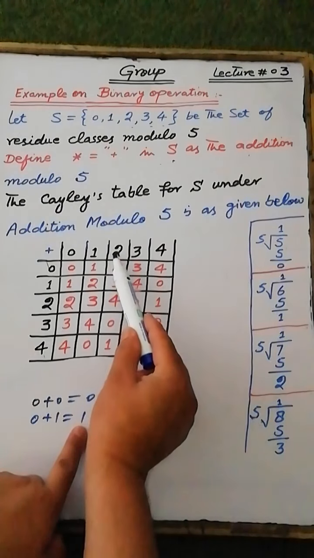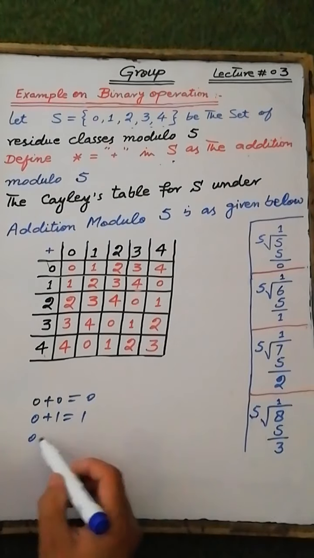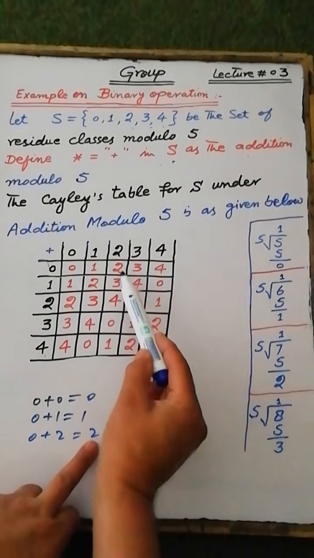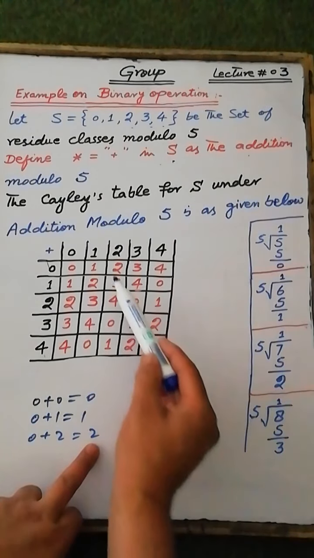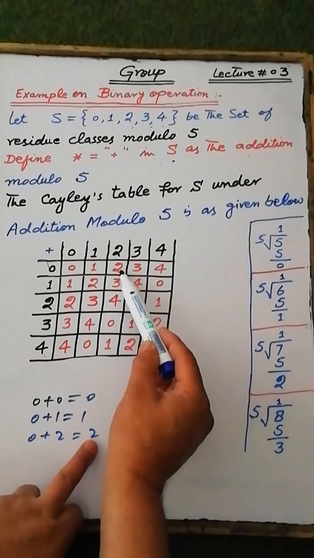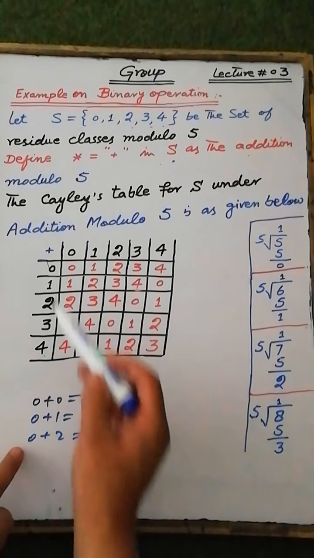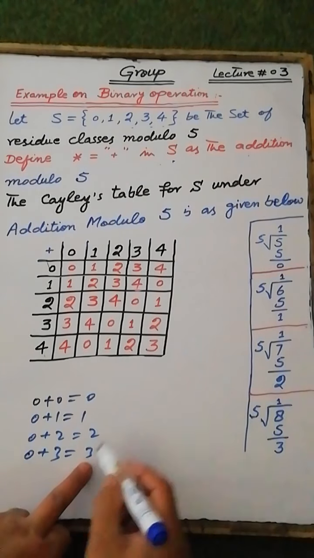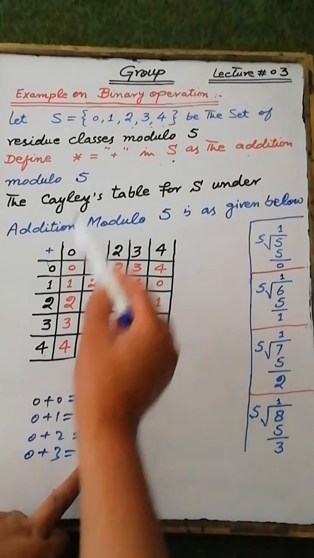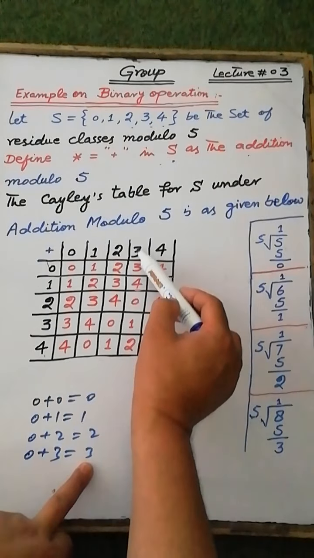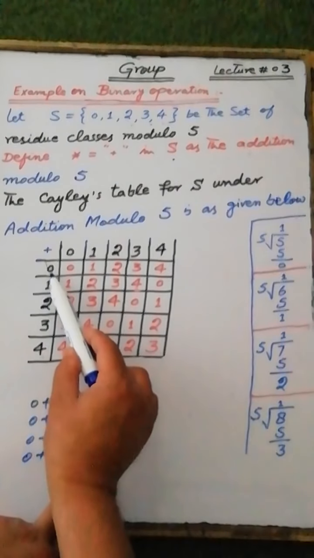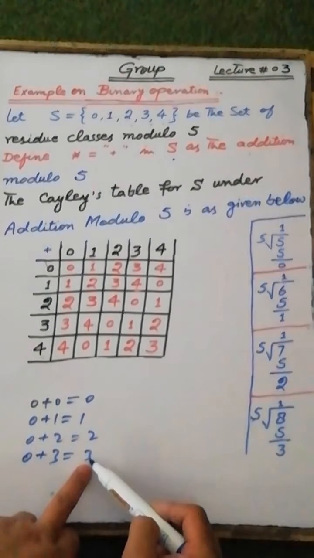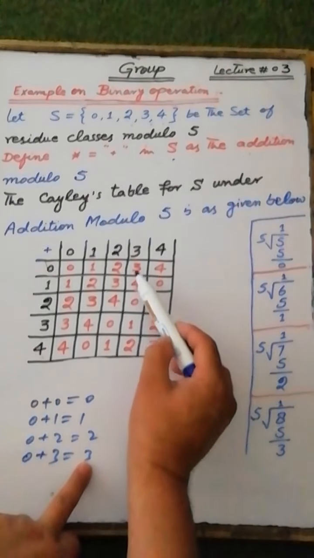And 0 plus 2 is equal to 2. This result is less than 5. We write this 2 here. And 0 plus 3 is equal to 3. 0 and 3 are the elements of the set S, and the addition of 0 with 3, the result is equal to 3, which is less than 5.